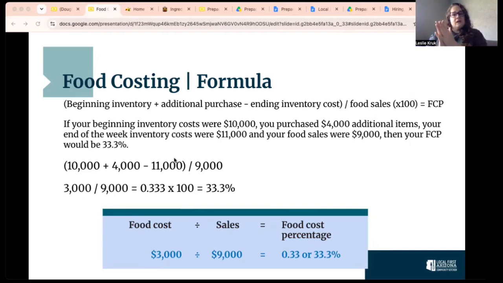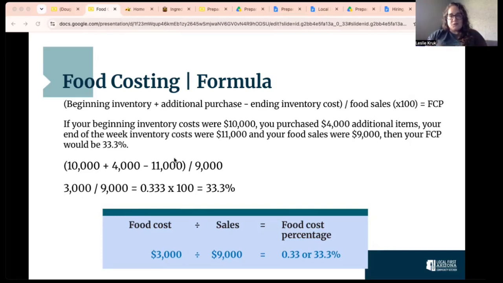Then throughout the week, you had to purchase $4,000 worth of additional items. These $4,000 are added to that initial inventory cost. And then the end of the week costs are then subtracted from that total. And in this scenario, 11,000 was left at the end of the week. So you do the calculations, the 10,000 is the starting inventory, plus 4,000 of additional ingredients, and then subtract the 11,000 that was left at the end of the week, which equals $3,000.